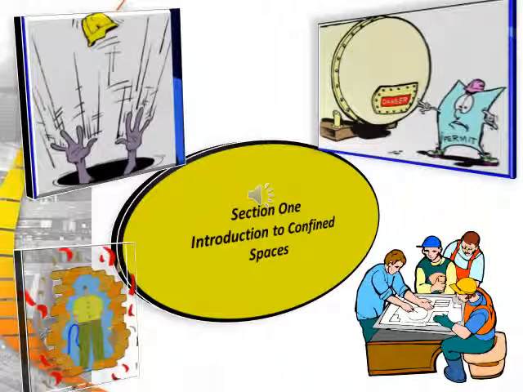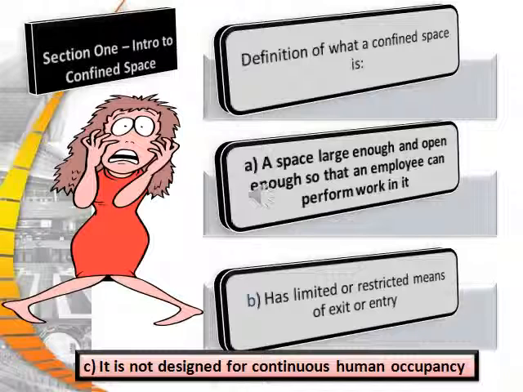Section 1, Introduction to Confined Spaces. Definition of what a confined space is. It is a space large enough and open enough so that an employee can perform work in it. It has limited or restricted means of exit or entry, and is not designed for continuous human occupancy.